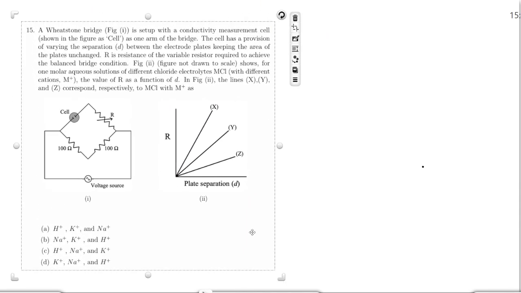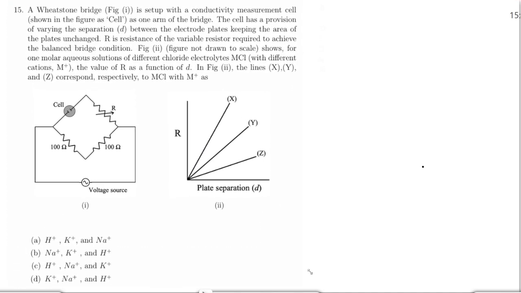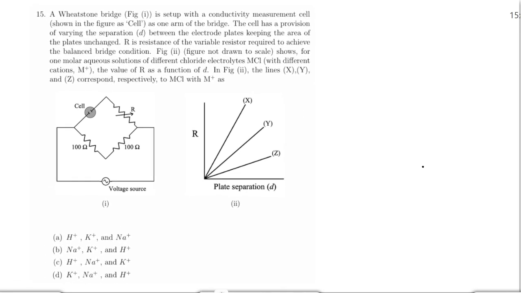Okay, this is the question from the exam. See, a Wheatstone bridge is set up with a conductivity measurement cell as one arm of the bridge. This is the cell. So cell has a provision of varying separation between the electrode plates, keeping the area of the plates unchanged. So R is the resistance of the variable resistor required to achieve the balanced bridge condition.